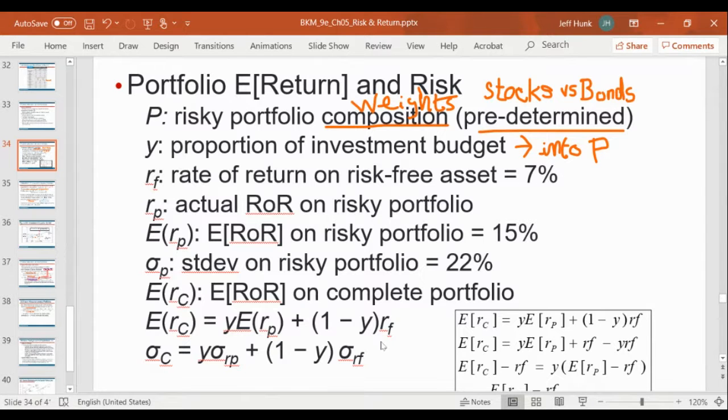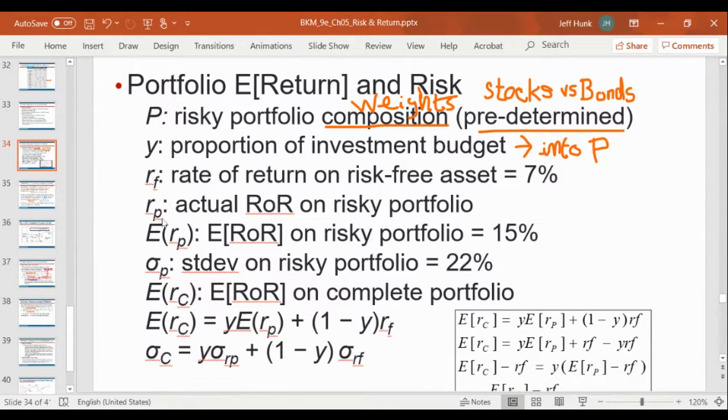And among this 60%, how much weight goes into a stock portfolio and how much goes into the bond portfolio? There's going to be another weight distribution, right? From this 70%, right?